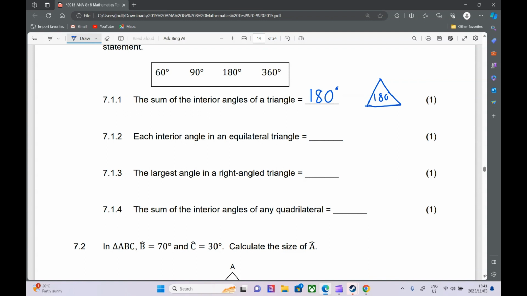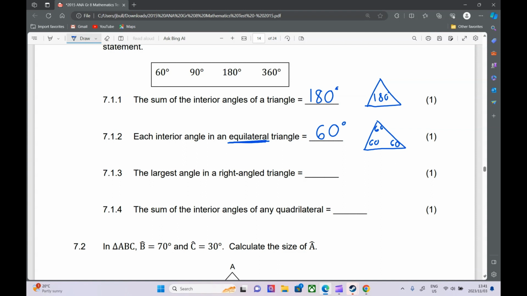Then maybe you don't remember this one, or maybe you do, but in an equilateral triangle, all the angles are equal. So for that to happen, they each have to be 60, 60, 60. Okay, because then it adds up to 180.